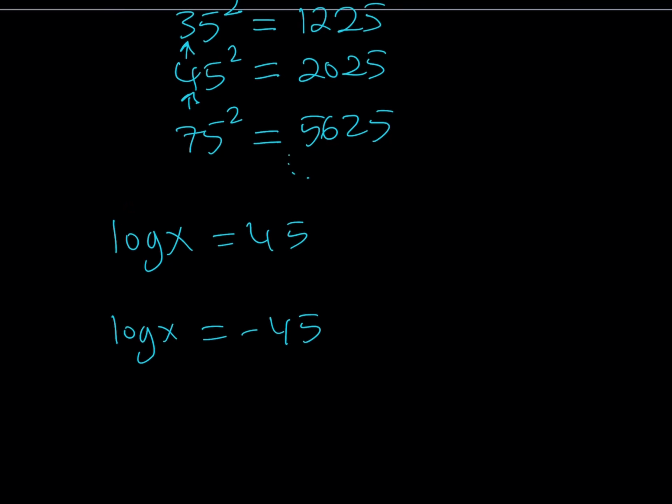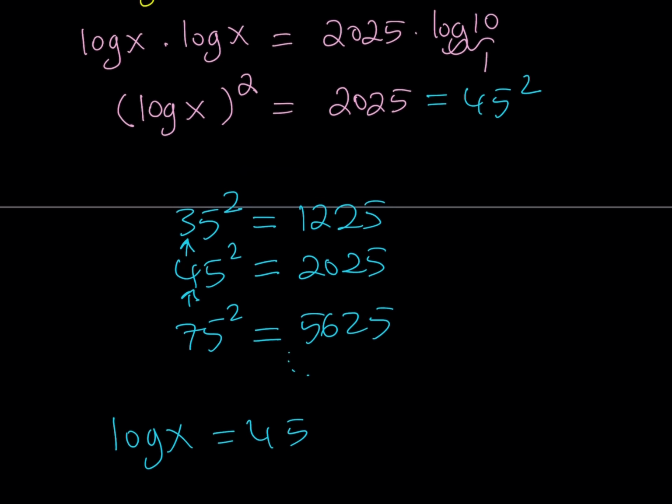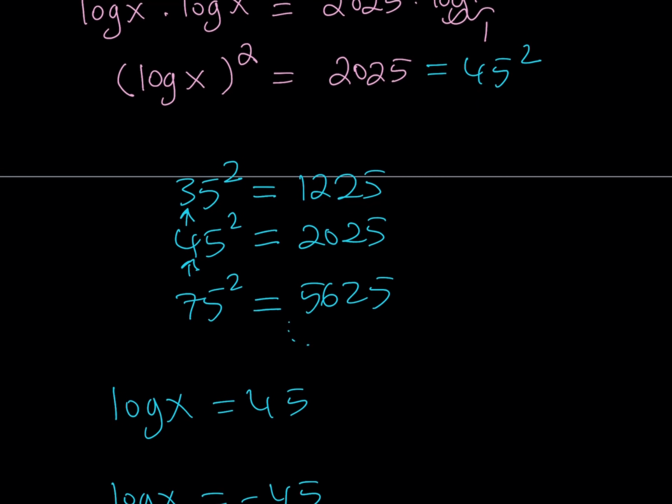Now, some people may complain saying that you can't have negatives with logs. Yes, you can. The log of something can be negative, but you can't log a negative. So that's the difference. What is this supposed to mean?